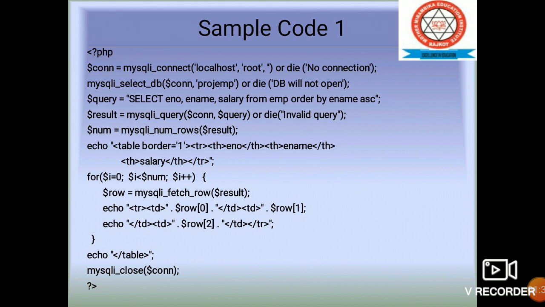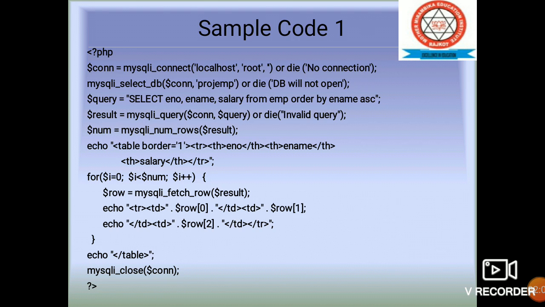Sample code 1. Here the entire example is given from the very first video: how to create a connection, how to select a database, how to process a query, and then we are using for loop in our practical example. So let's go through the whole example. Very first, the PHP tag is started, then the mysql_connect function is used to create the connection. Here two arguments are passed, localhost and root, and the password is blank.